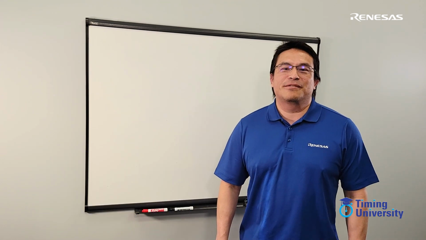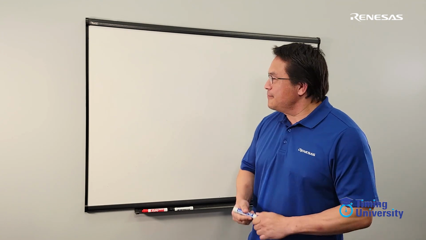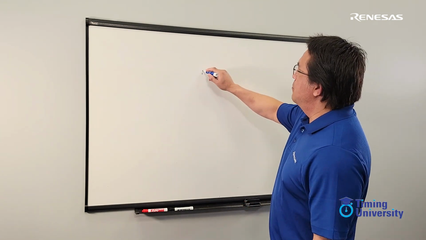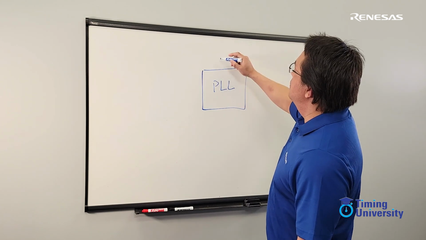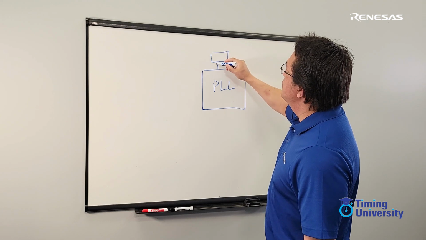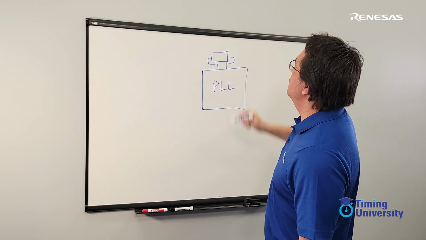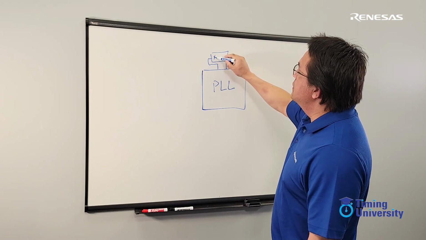For this episode's topic, I'd like to go over what's called clock switching within the PLL. So let's take a look at our PLL. A PLL will have what's called a local oscillator or a crystal or some form of signal generator that the PLL will synchronize to. And usually it's a crystal.